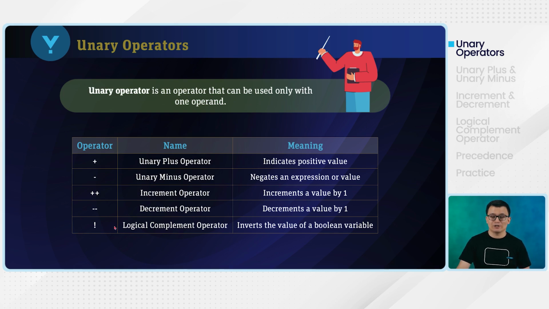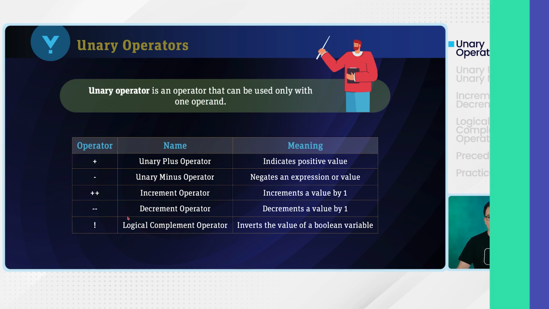And then lastly, we have the logical complement operator, also known as the logical NOT operator, which is used for returning the opposite Boolean expression. If you have Boolean value true, it will return you false. If you have Boolean value false, when you apply this operator, it will return you true.